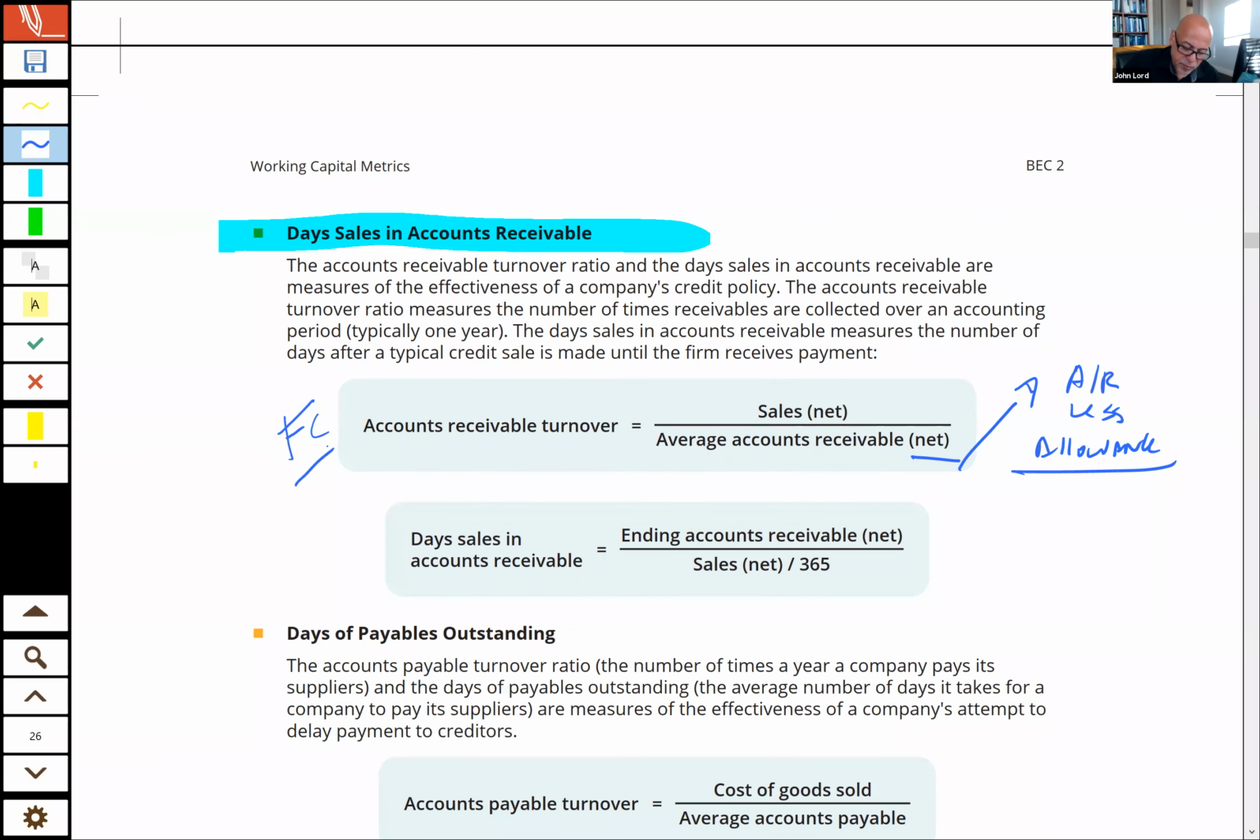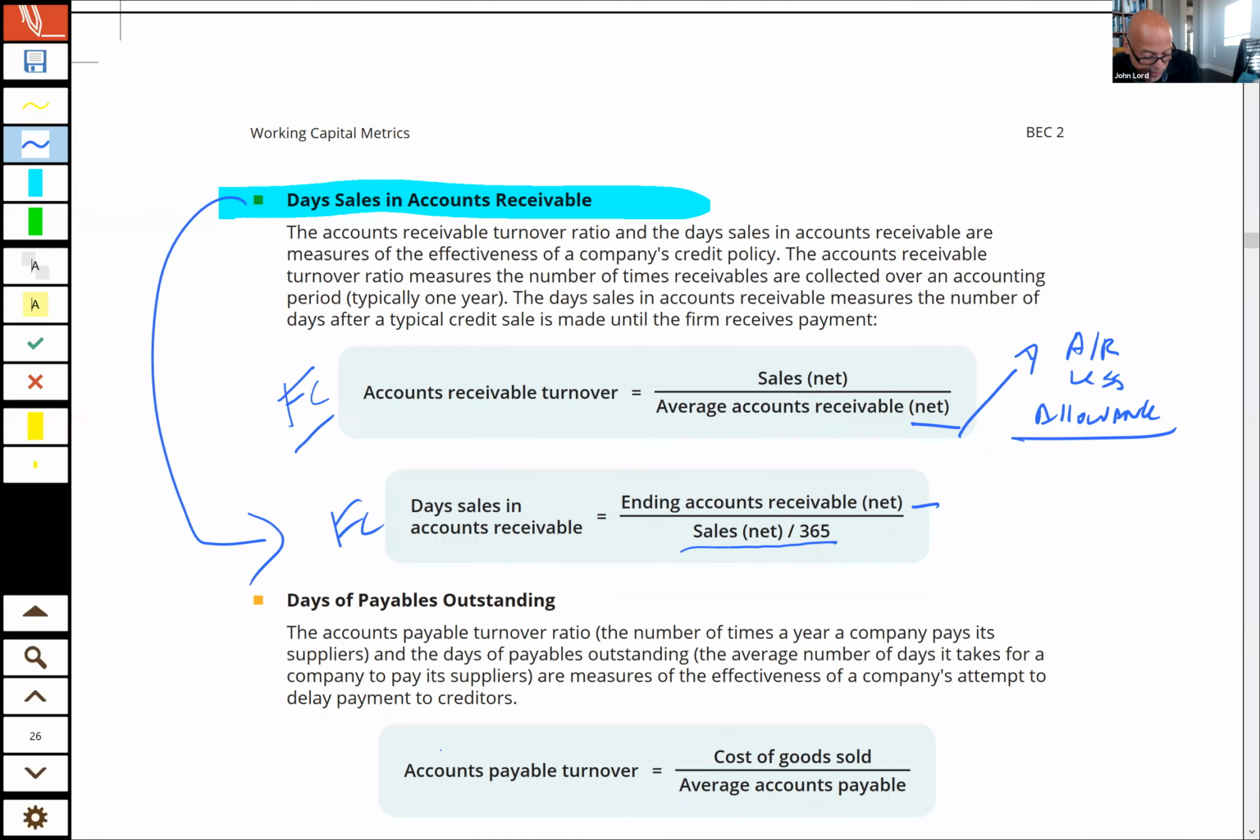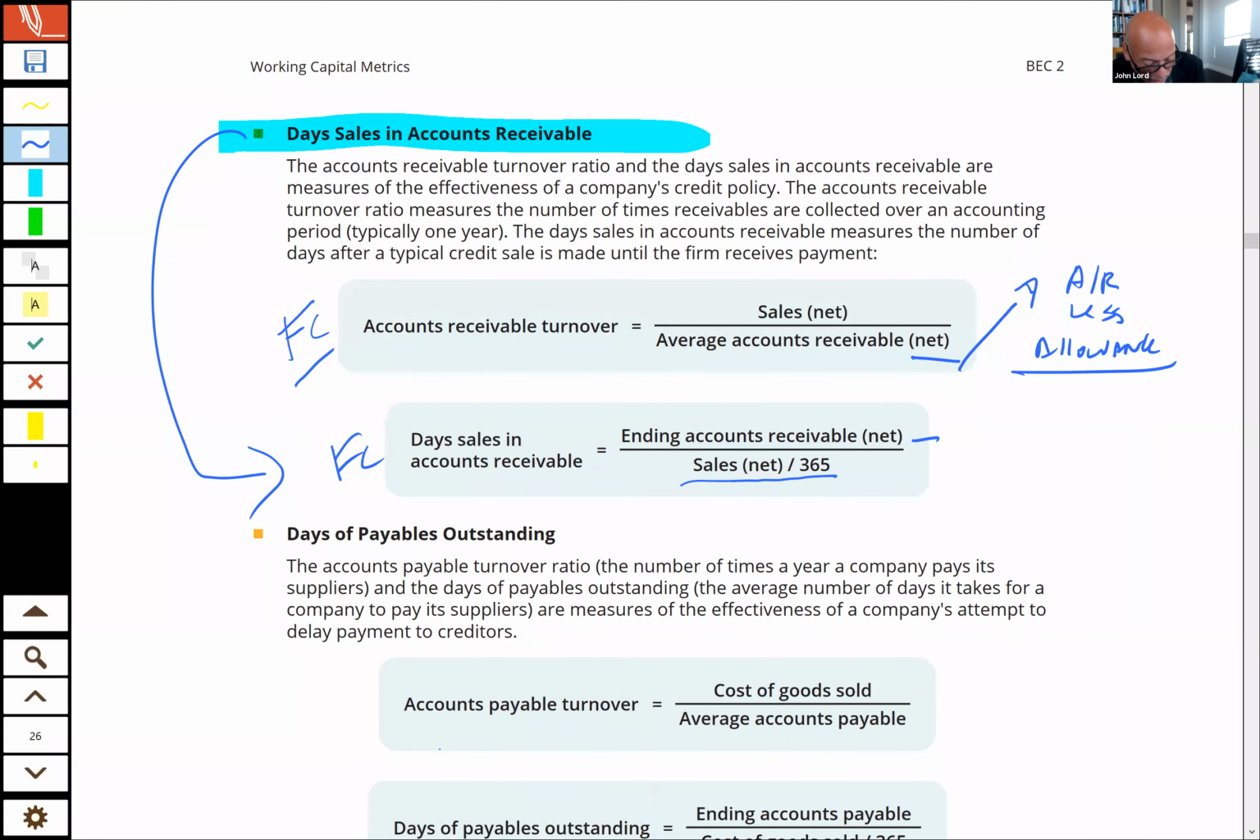Days in account receivable, the ending, and they keep using the ending here. So I don't know, it seems like you'd want to use the average, but if they want to use the ending, and then you take your average sales per day, that gives you the days in accounts receivable. And again, they keep showing us two formulas here. It's not that there's a problem understanding the accounts receivable turnover. It's just that you could get to the days without calculating the accounts receivable turnover.